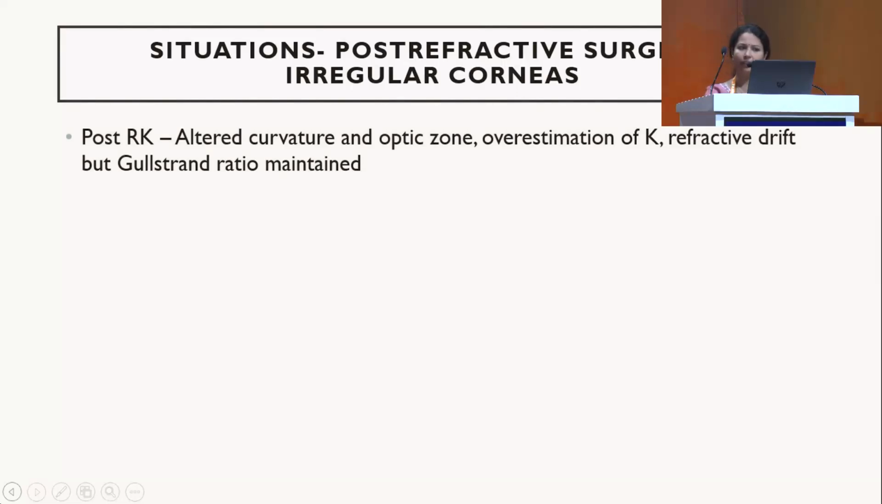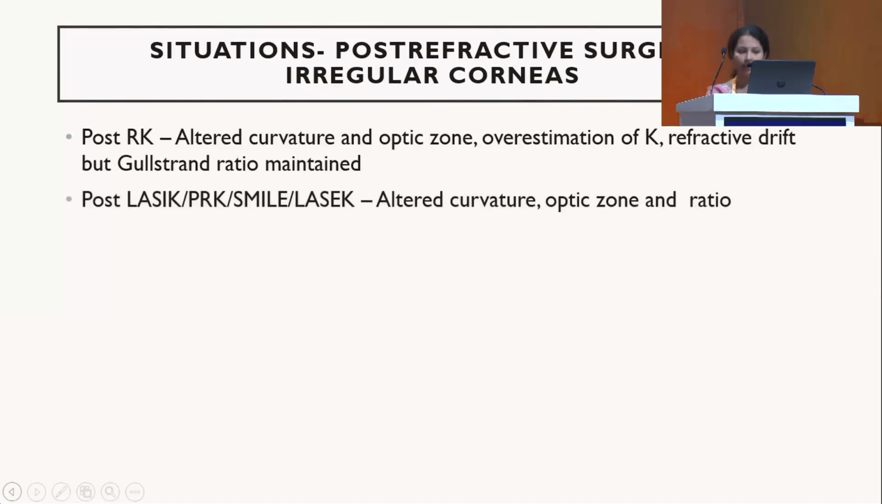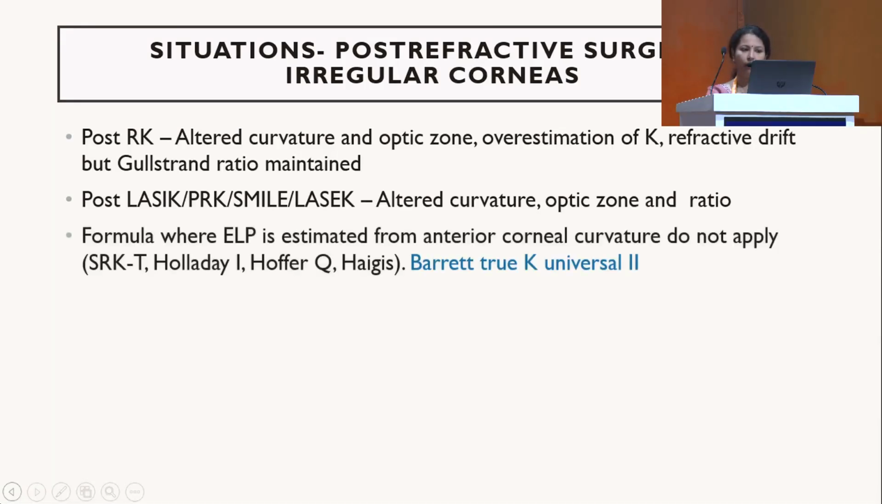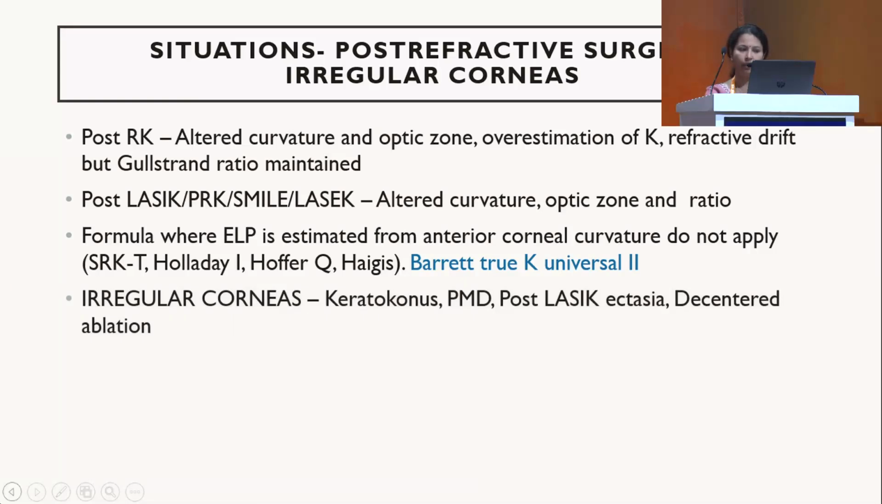For post-refractive surgery eyes, if it is post-radial keratotomy, there is alteration in both anterior and posterior curvature, whereas if it is post-laser vision correction, there is only alteration in the anterior curvature and the optic zone. So the formulae where the effective lens position is calculated using the corneal curvature tend to give erroneous results. And we have the Barrett True K Universal 2 formula, which is the most accurate in post-refractive surgery eyes. The same applies even for irregular corneas like keratoconus or post-LASIK ectasia.